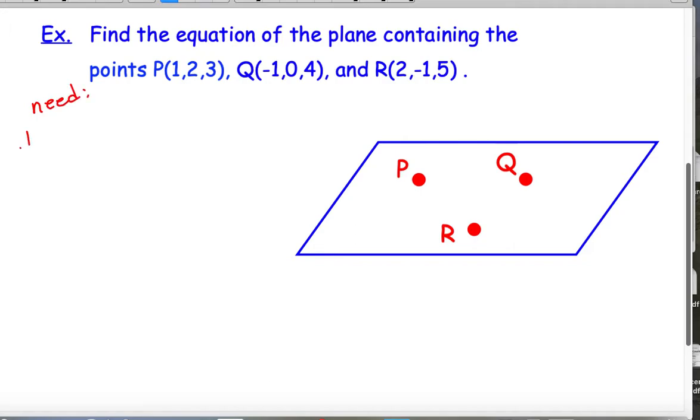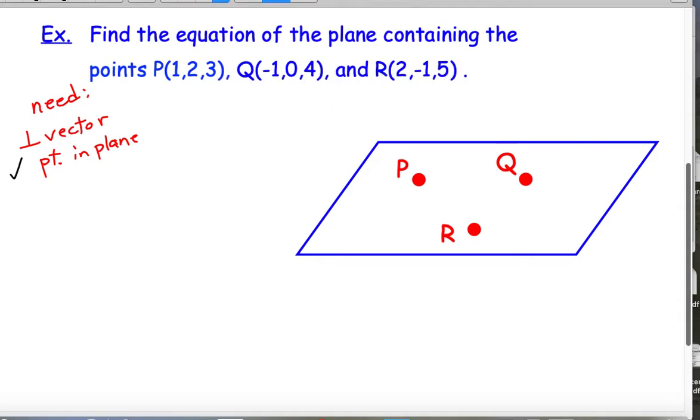We need a normal vector to the plane, a perpendicular vector to the plane, and we need a point in the plane. All right, so what are they giving us here? They're giving us 3 points in the plane, so we definitely have a point in the plane. We have our choice here. We could use any one of those. Doesn't matter. I'll probably use P.